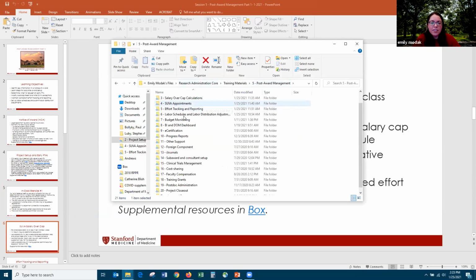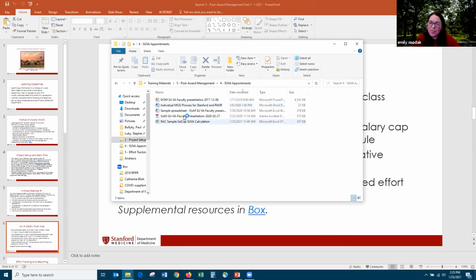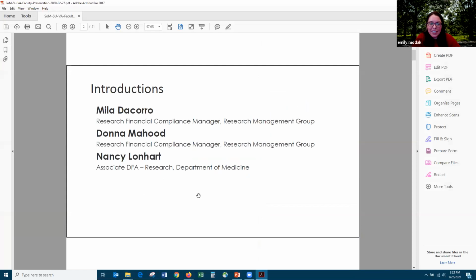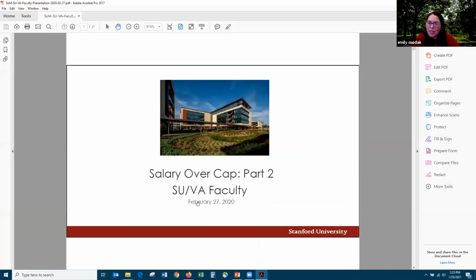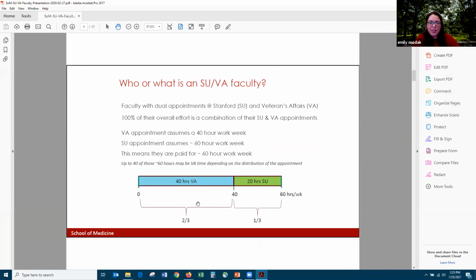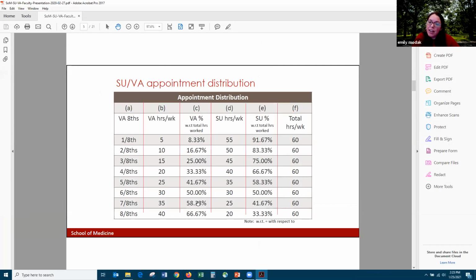If you look in the folder under SUVA, there's actually a presentation that Nancy Lonhart, our leader, presented with the two financial compliance managers in RMG. They snuck this in February of 2020, just before everything shut down and nobody got to see each other anymore. So there's a really comprehensive presentation here about how to set these up.